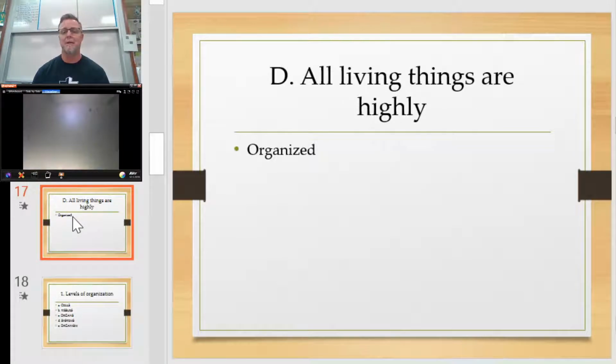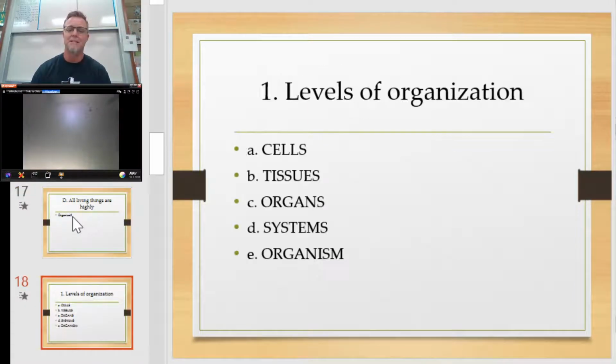Next, all living things are highly organized. So what does it mean to be highly organized? If your backpack is a mess, if your room is a mess, are you not alive? That's not what it means. Living things being organized means that you are made up of a set of tiers, starting with atoms and molecules, moving up to cells, tissues, organs, organ systems, and then the entire organism. So if you have a messy backpack, that doesn't mean that you are not alive.